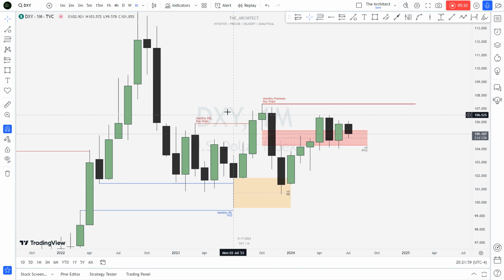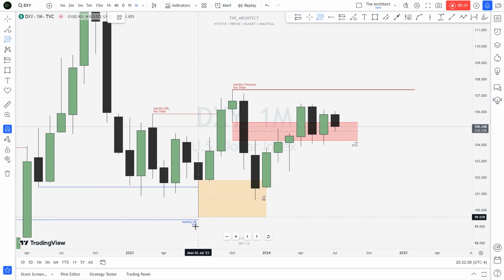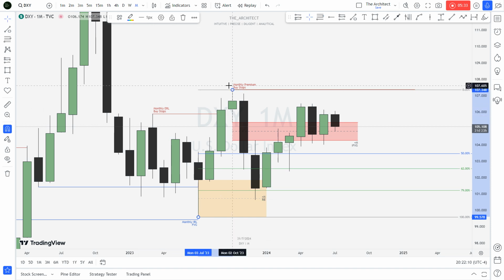But all I'm saying is, after external range liquidity has been taken, wait for the market or look for the market to draw into internal range liquidity. All right. Now, after that, we see the market drawing into a deep discount area.